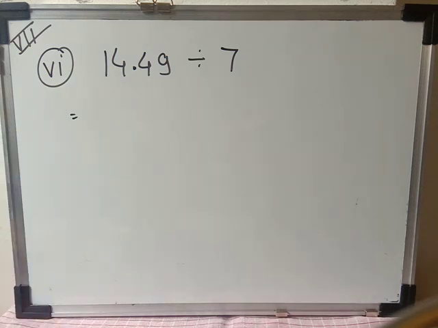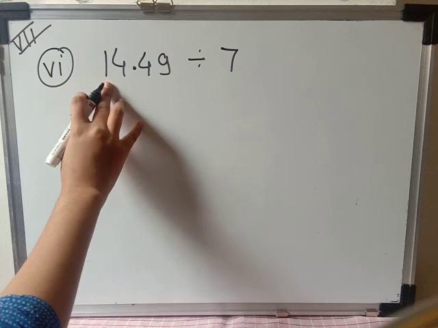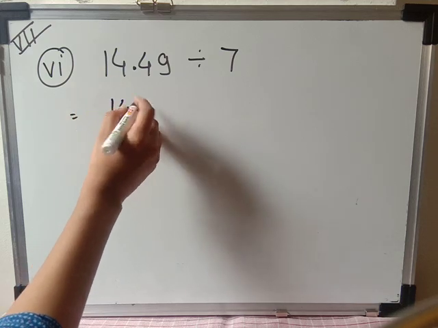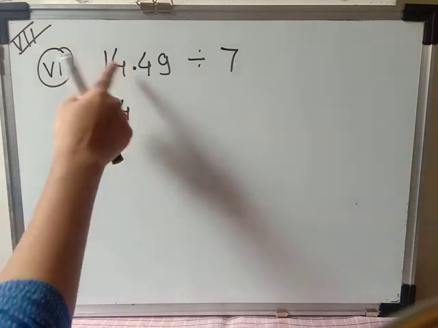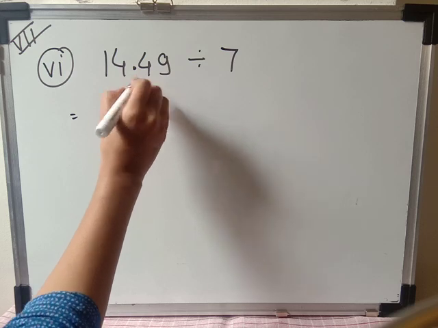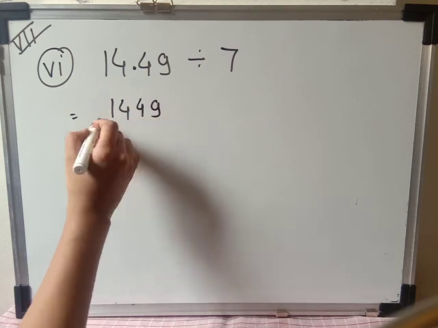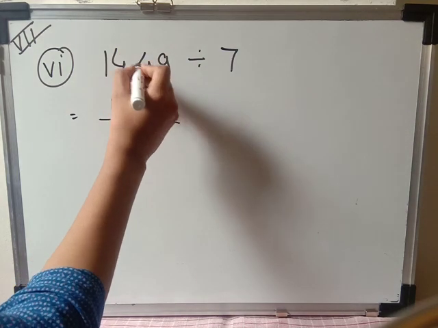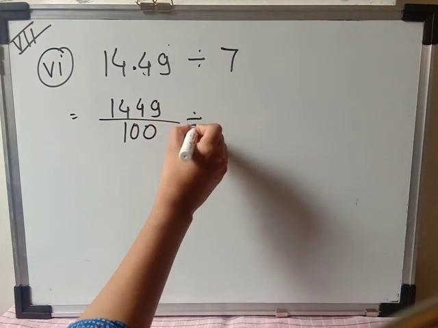So here the example is 14.49 divided by 7. Now before the decimal the numbers are there, it means we have to write them. In the previous question I was not writing anything because before the decimal nothing was there, only 0. So 14 point, we are not supposed to write the point, so 49. So 1449. Now after the decimal how many places are there, that is 10th and 100th, it means we have to divide with 100 and then divide by 7.